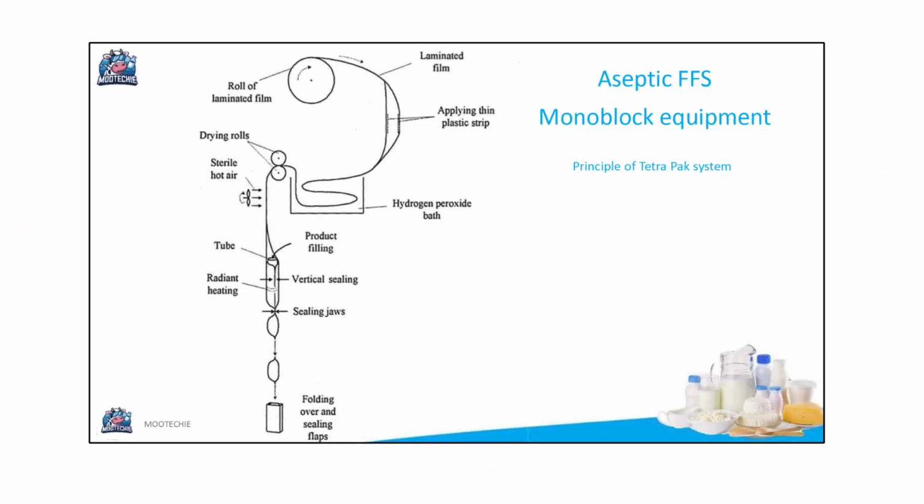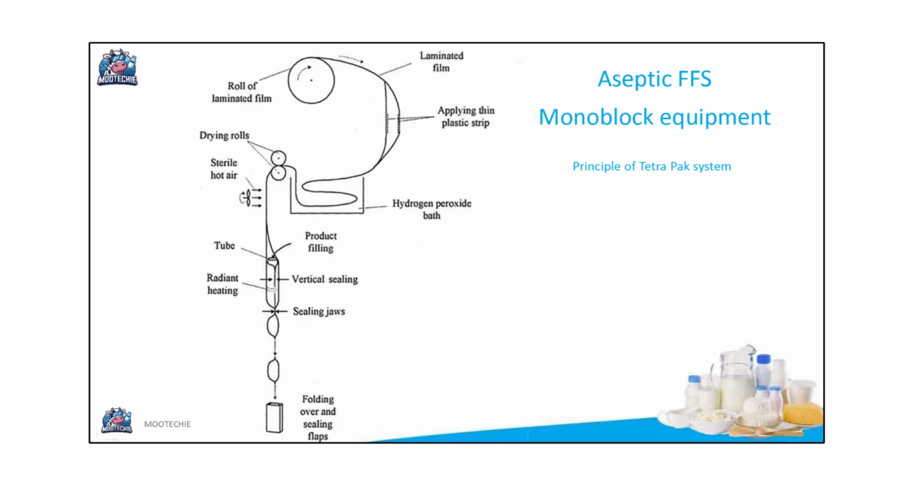The principle of an aseptic form-fill-seal system, like the Tetra Pak system, involves several stages. A roll of laminated film is fed through drying rolls and a hydrogen peroxide bath for sterilization using sterile hot air and radiant heating. The film is then formed into a tube and vertically sealed. Product filling occurs, and sealing jaws create the individual packets, with the process involving folding over and sealing flaps, sometimes with the application of a thin plastic strip.